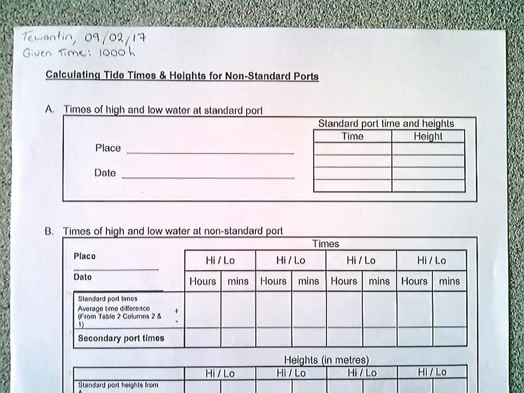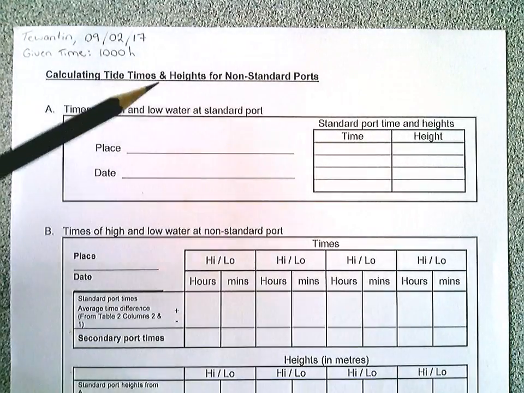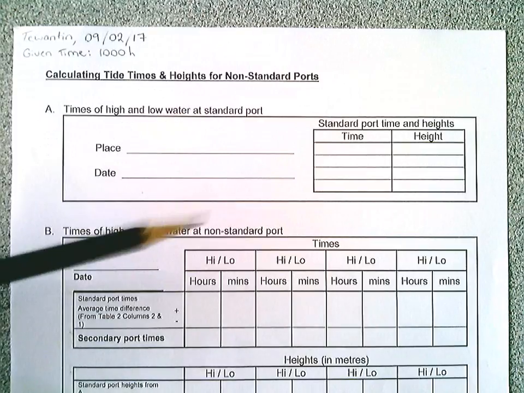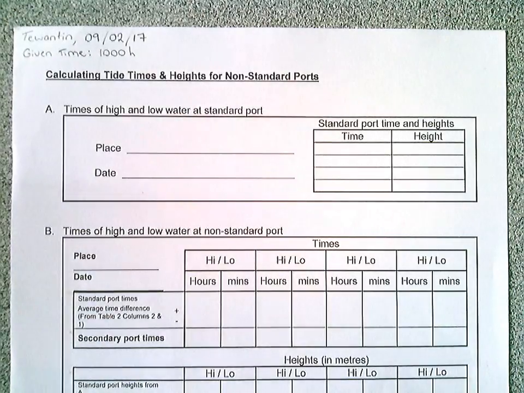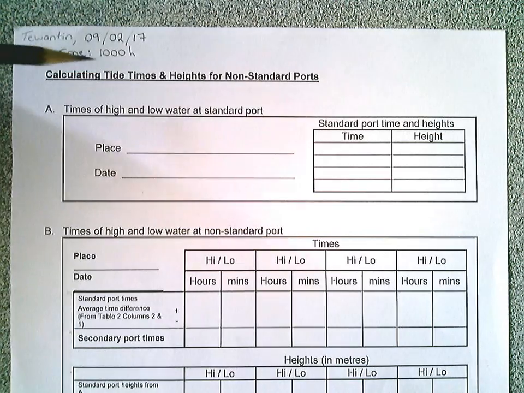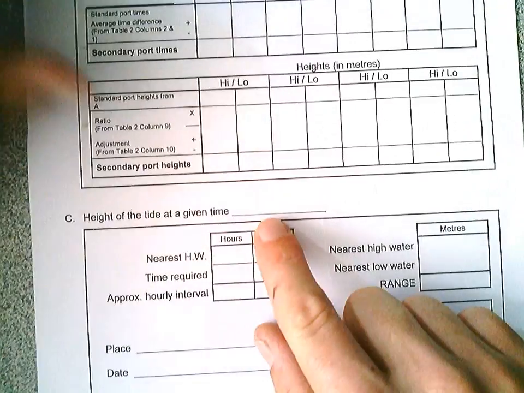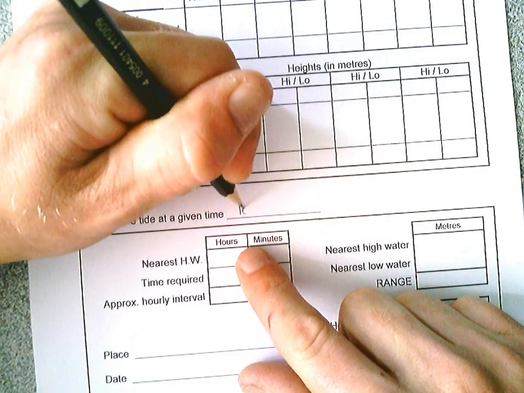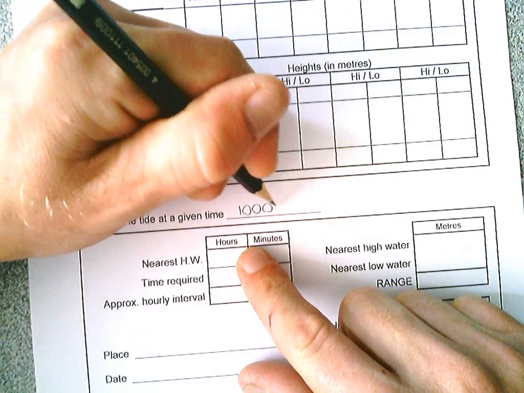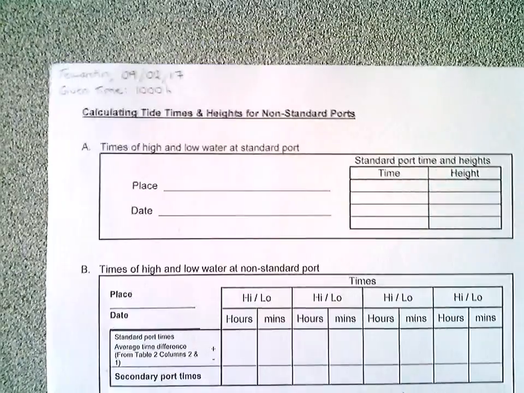In this video we are going to be calculating tide times and heights for non-standard ports, and the non-standard port that we're interested in for this particular example is Tewantin. The date in which we're also interested is today's date, the 9th of February 2017, and the given time for part C is going to be 1000 hours. So this is also, if you want to fill this in, going to be our 1000 hours.